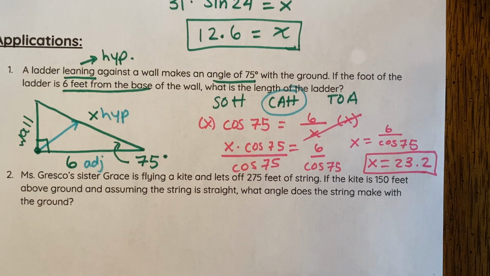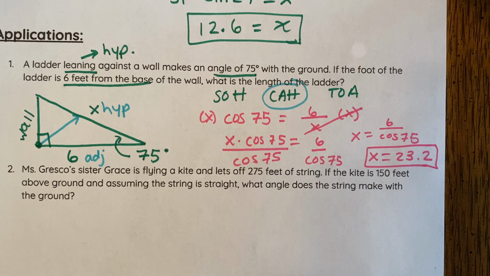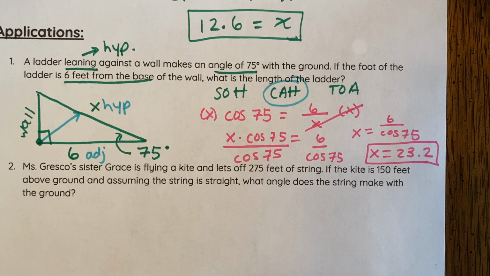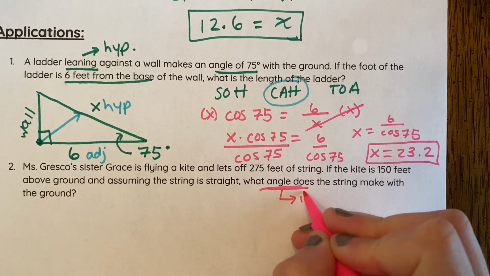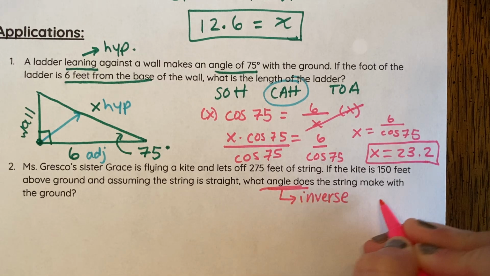Okay. And this last one, Miss Gresco's sister Grace is flying a kite and lets off 275 feet of string. If the kite is 150 feet above the ground, assuming the string is straight, what angle does the string make with the ground? So we're looking for an angle, so that tells us we're going to use inverse trig.